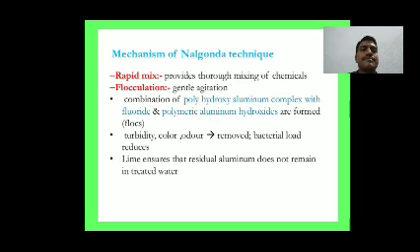Mechanism of the Nalgonda technique. Rapid mix is an operation by which the coagulant is rapidly and uniformly dispersed in a single or multi-phase system. It is rapidly mixed for a period of 30 to 60 seconds with a speed of 10 to 20 rotations per minute. This results in the formation of micro flocs.